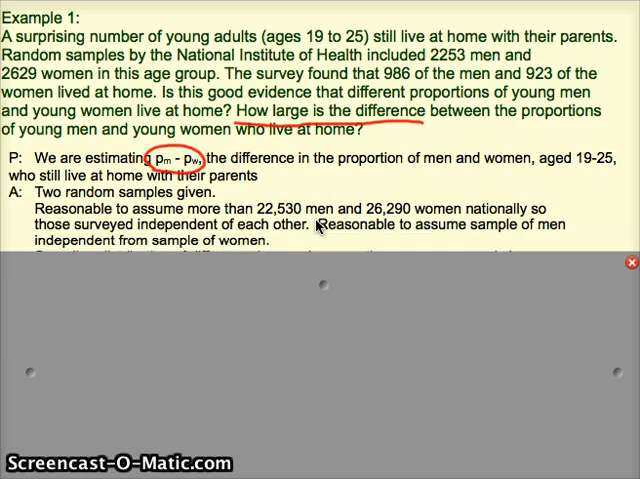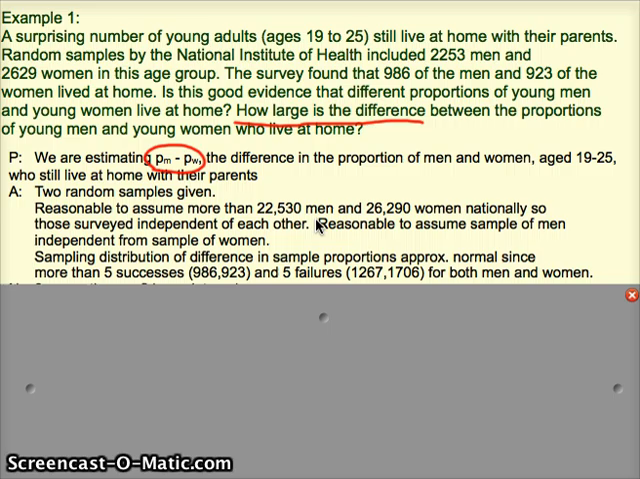We have assumptions we need to check here. So we have two random samples, that's given to us. The independence check: it's reasonable to assume that there are more than 22,500 and 26,290 men and women nationally, so we can assume those in each group are independent of each other. And then it seems reasonable to assume here that the samples of men and women are independent of each other, since it appears they were taken from a national sample.